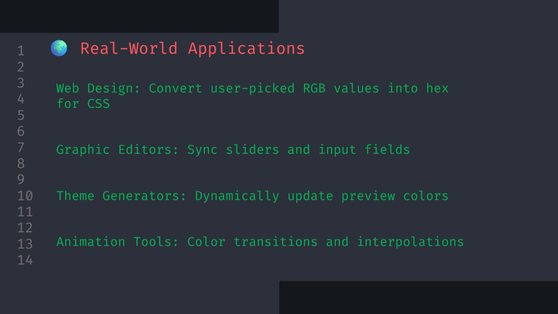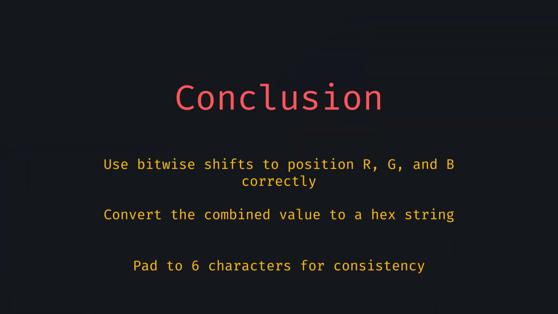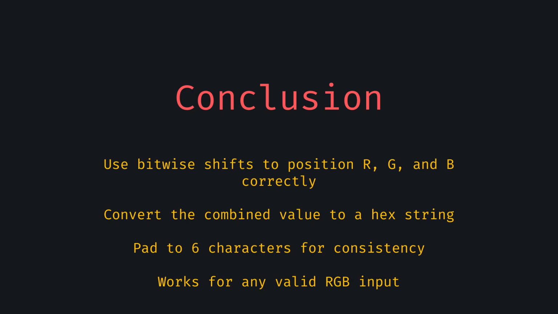Now let's summarize what we've covered. We've built a compact, high-performance function to convert RGB values into a hex code. This is useful across web development, design tools, and more. Remember to pad the string and ensure values are within valid ranges.